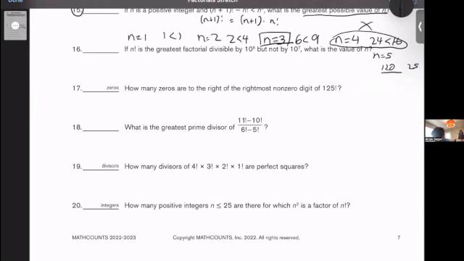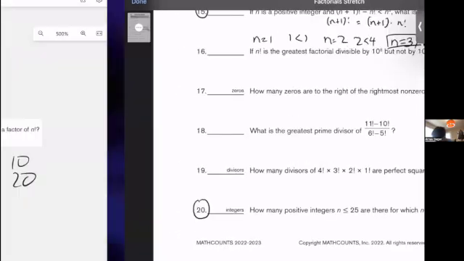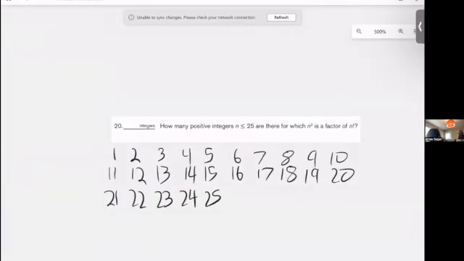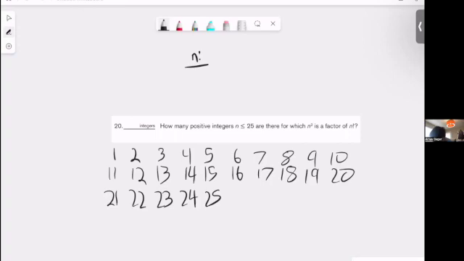The next problem we'll look at together is question 20. How many positive integers n less than or equal to 25 are there for which n factorial is a factor of n factorial over n squared? So basically, we need n factorial over n squared to be an integer.